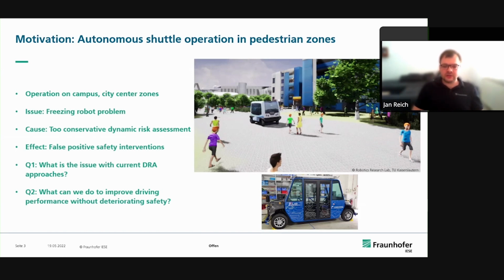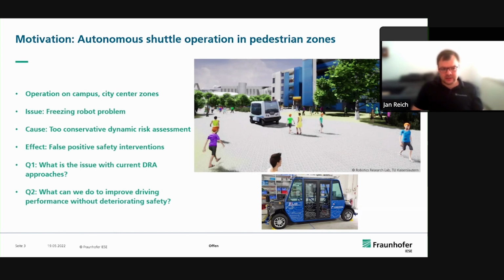And one potential cause for this not moving is actually that the risk assessment that the autonomous vehicle is carrying out with respect to continuing driving at a particular speed is too conservative, because internally it tries to get an idea whether the pedestrians will actually move themselves into dangerous situations or will cross the path of the AV. And the effect is that we have false positive safety interventions, meaning the vehicle stops because it believes that the pedestrians are at risk, although they are, from a human perspective, just walking along the autonomous vehicle. And this is a problem.